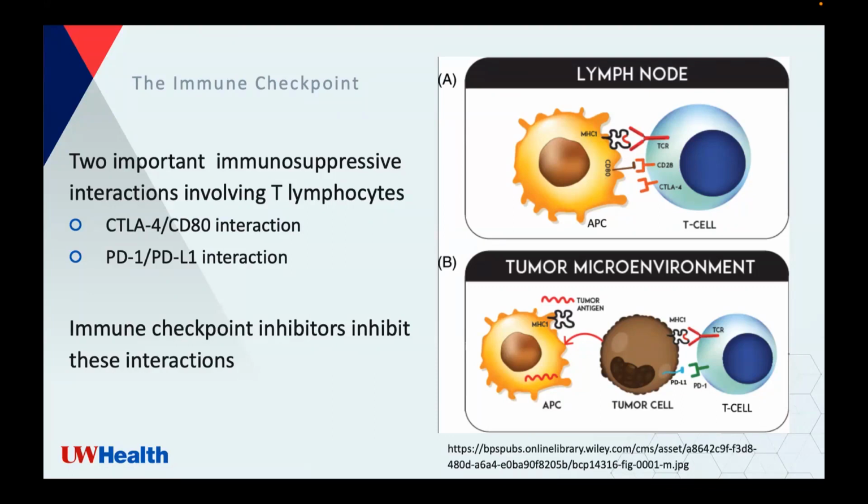However, there are a couple of regulatory interactions that can prevent this from occurring. So you can see on the left there, CTLA4 and CD80 interaction, as well as the interaction between PD1 and PDL1. These both downregulate the immune response. This is kind of a way of your immune system avoiding attacking your own cells. However, tumors can take advantage of this regulation and upregulate those markers in order to prevent detection by the immune system.